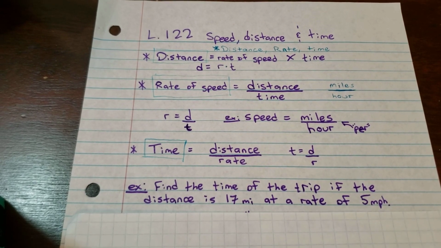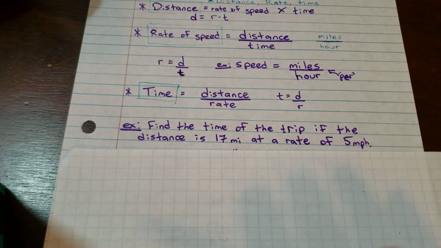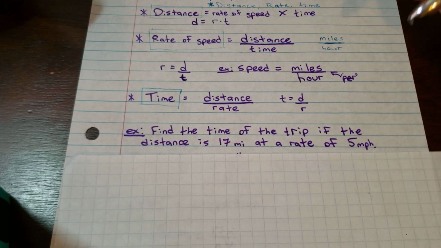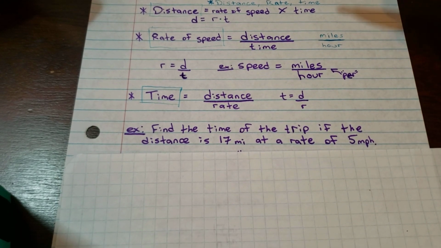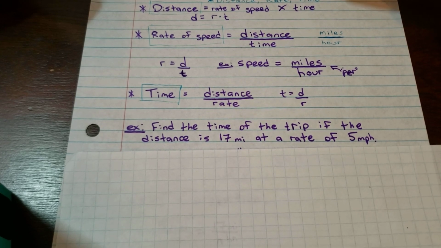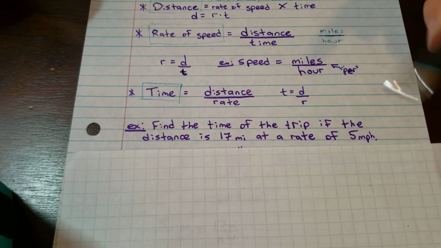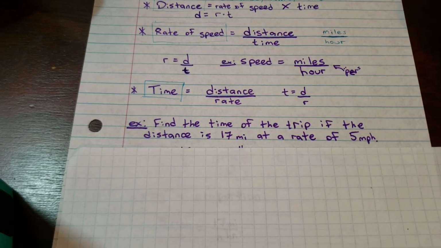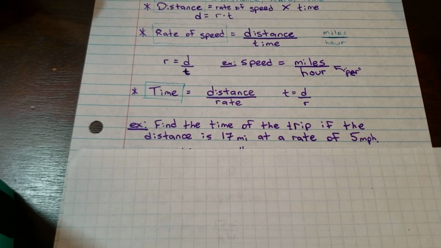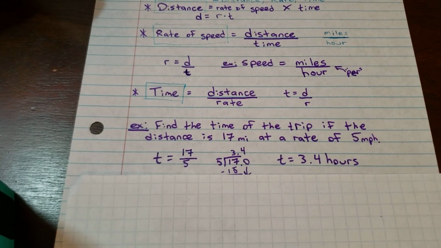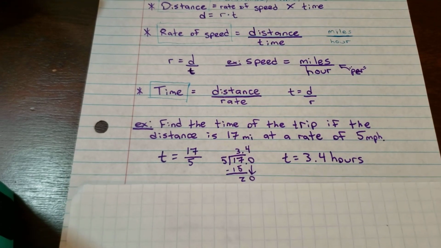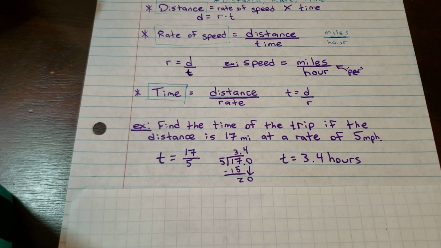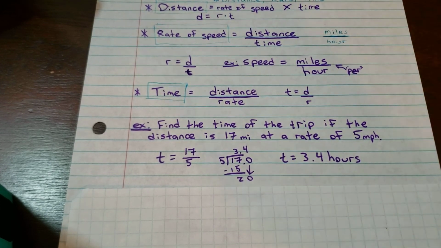Okay, a lot of our examples are going to be these word problems. So find the time of the trip if the distance is 17 miles and we traveled 5 miles an hour. Jogging for 17 miles is pretty impressive, but maybe you were riding your bike super slowly, or you were driving your Prius and you were keeping it silent. Well, we're going to divide. 17 divided by 5 is 3.4 hours. That's about 3.5 hours.